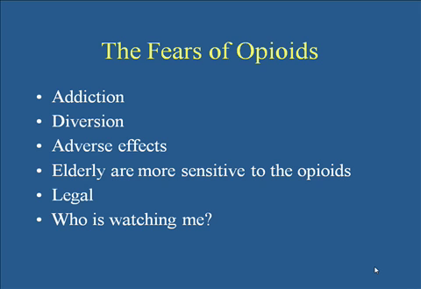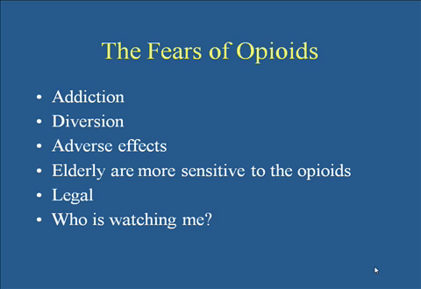Fears of opioids, these are out there. They're not new by any means. They've been out there for quite some time. One of the main fears that people have is the fear of addiction, and they don't want to be hooked on a medication. Now, if you've noticed throughout this whole talk, I've called these things opioids. I've not called them narcotics once.